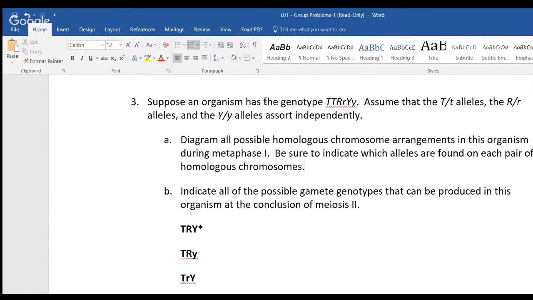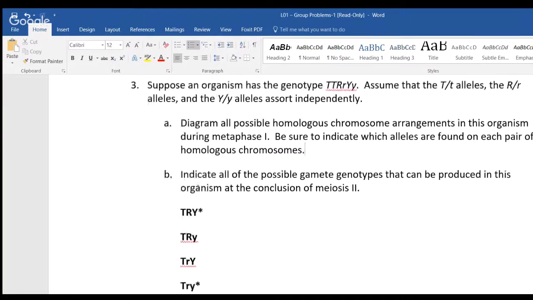Then we also need to think about what are our results. What kinds of different pairings of offspring can we have? Which goes to part B. So I did part B first.